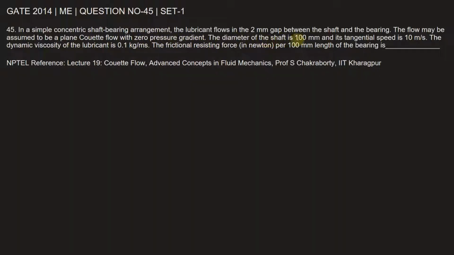The diameter of the shaft is 100 mm and its tangential speed is 10 meter per second. The dynamic viscosity of lubricant is 0.1 kg per meter second. The frictional resisting force in Newton per 100 mm length of the bearing is. Now in the problem we have to assume that it is a plain Couette flow. So let's understand the Couette flow.